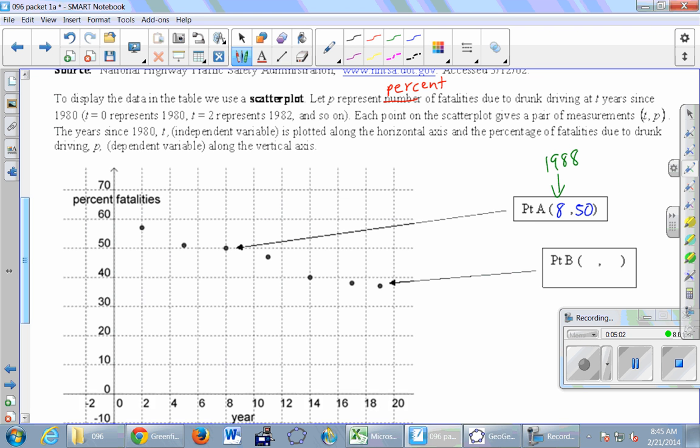Now, point B is harder to just grab the coordinates from the graph, but we don't need to. We know that this is one of the points from the table. So looking at point B, it looks like the first coordinate is about 19. What year would represent 19 in this scheme? It would be 1999. So you can read the 1999 data from the table, which is going to be more accurate than trying to estimate from the graph. So this is the point 19, and then according to the table, 37.